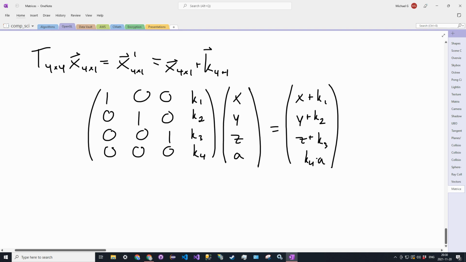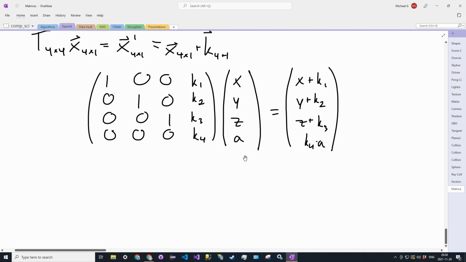Is that right? Yes, it is. We will see here that A has to equal 1, because the result of this multiplication is X plus A times K1 if you do the dot product, and then Y plus A times K2, and then Z plus A times K3. And in the bottom, if we want K4 times A to equal 1, and we know that A has to equal 1, then K4 also has to equal 1.